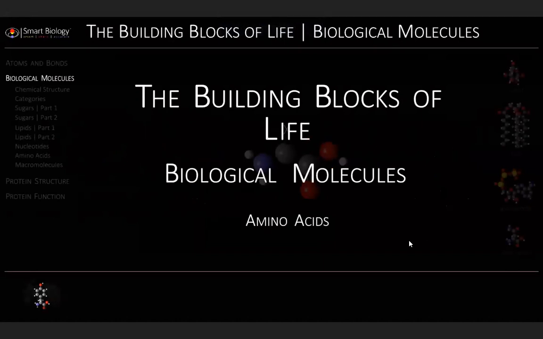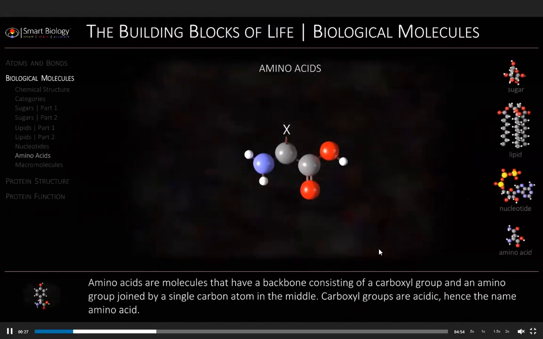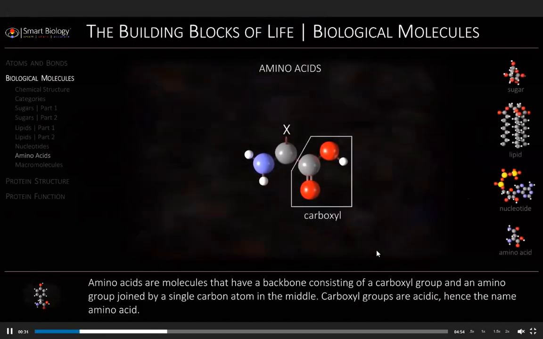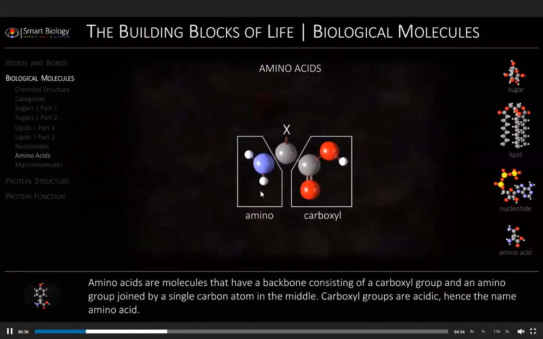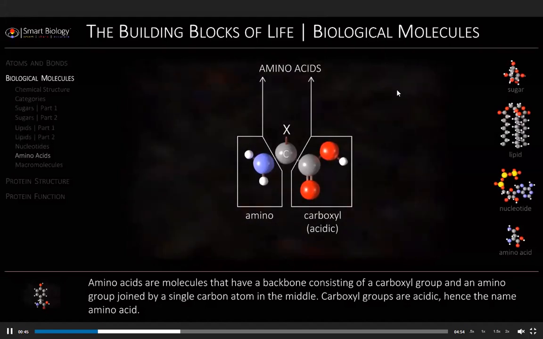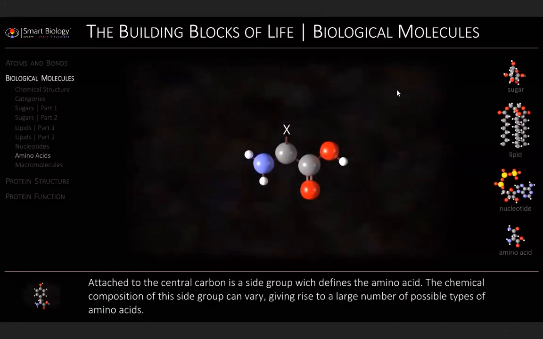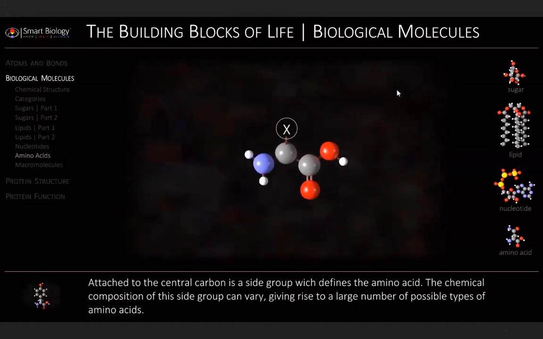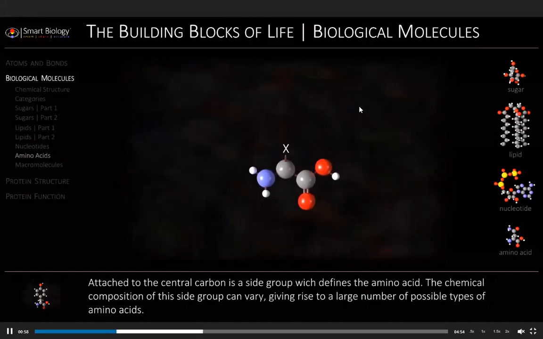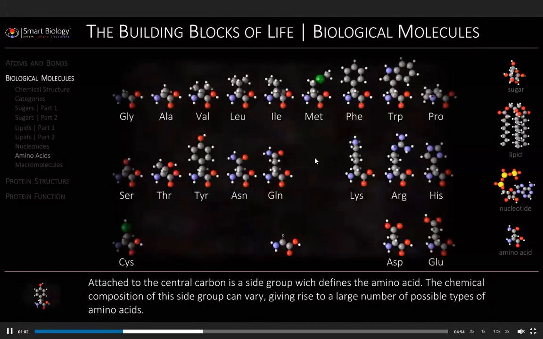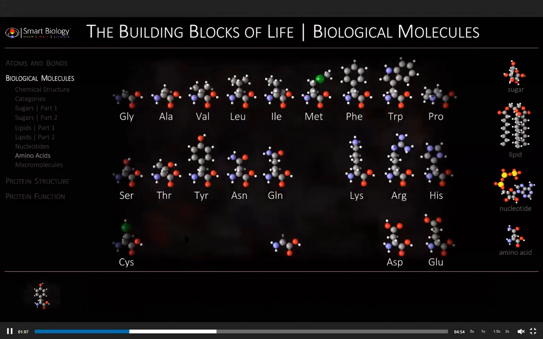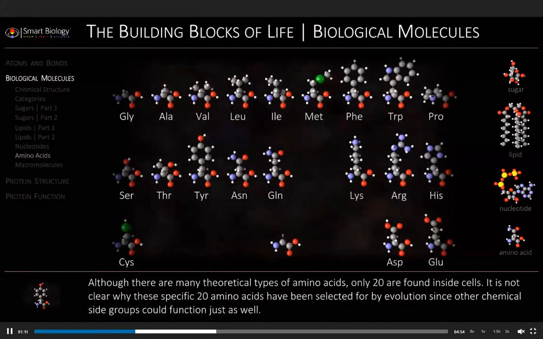So amino acids, as we just learned, have a central carbon, and you can see it here. They have a backbone consisting of a carboxylic group that we've just seen, an amino group, and then we have the R group. The carboxylic groups are acidic, therefore it's called an amino acid. The side group defines what amino acid we are dealing with. And as you can see, there are 20 different amino acids that are found. These 20 amino acids are used for protein synthesis.